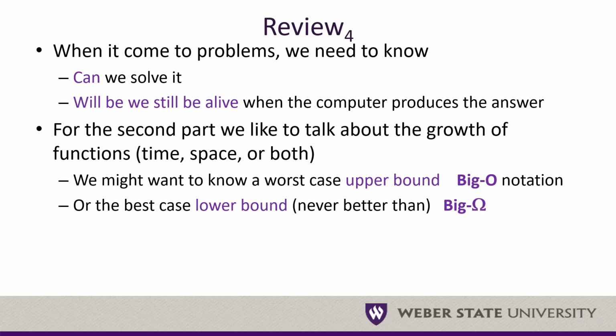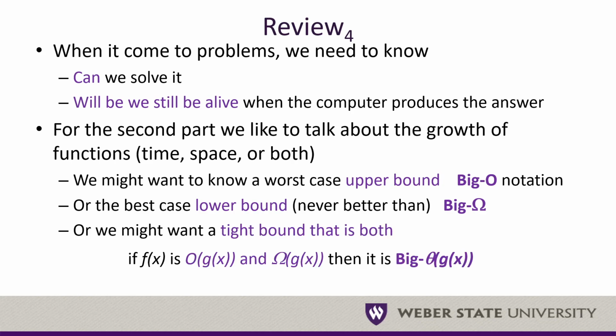So the question is, how often do those degenerate cases come up? And we try and avoid those. Can I look at the data ahead of time and determine that sort of thing? We might also want a tight bound, and that would mean that no matter what, best case, worst case, we're always going to perform some way. That would be our big theta notation.